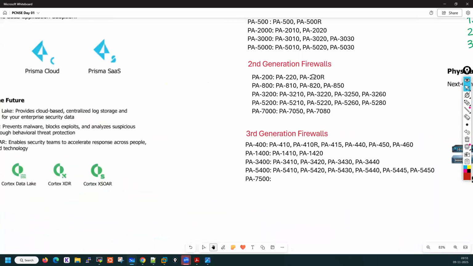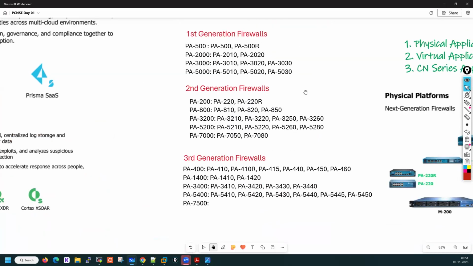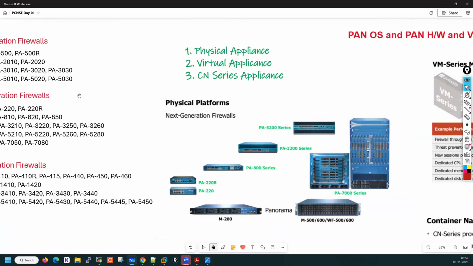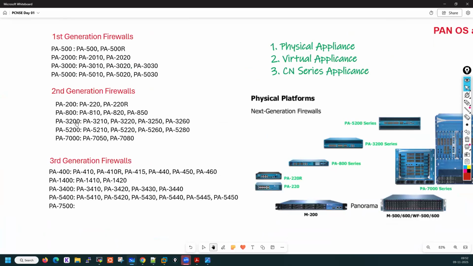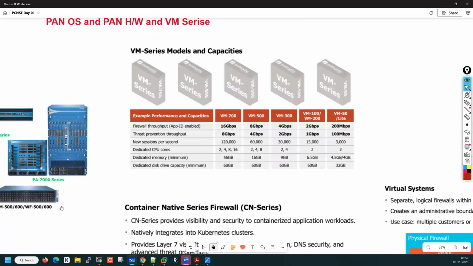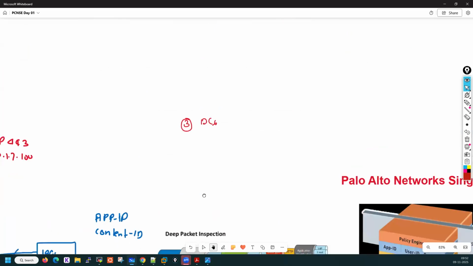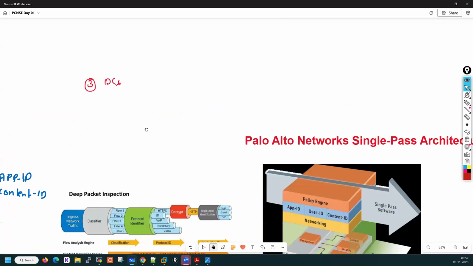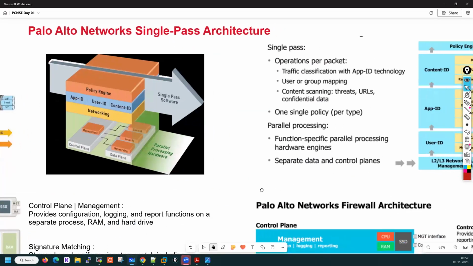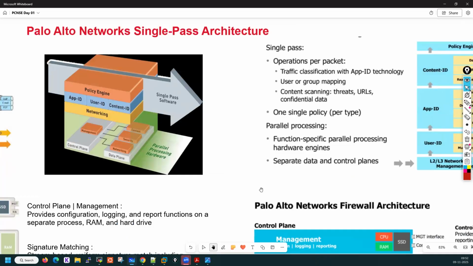And one more thing. So this is clear, guys? This series, because in interviews they will ask, can you name some of the firewall hardware appliances? Then you have to tell some names from the second generation list, some names from the third generation list. Now, guys, let's try to understand the most important topic for today, which is SP3, single pass software and parallel processing hardware.